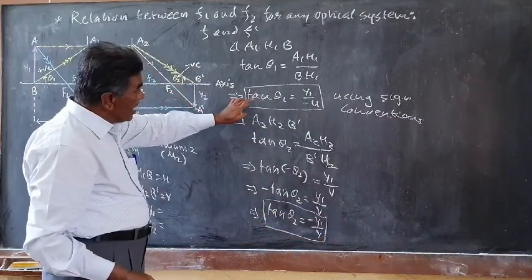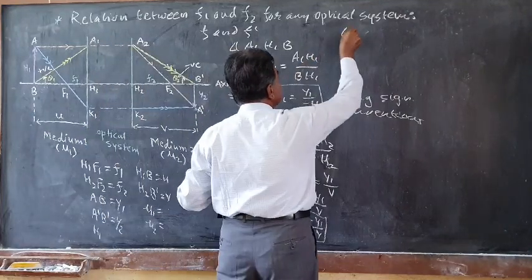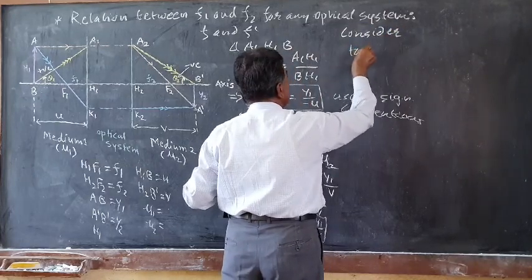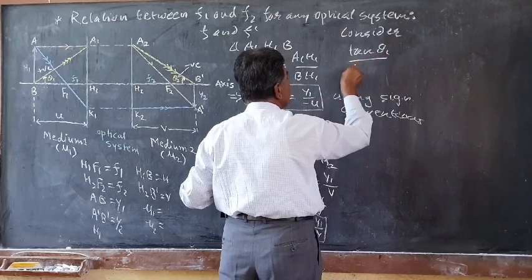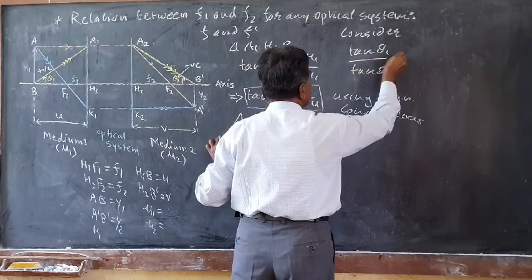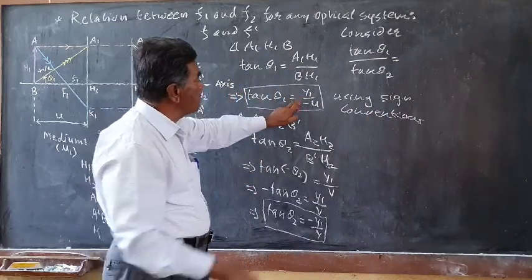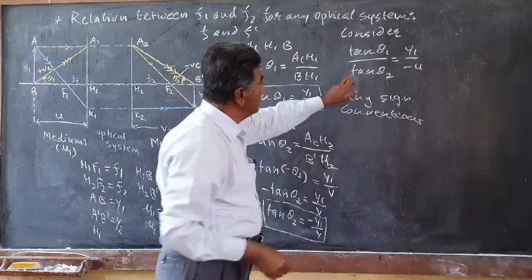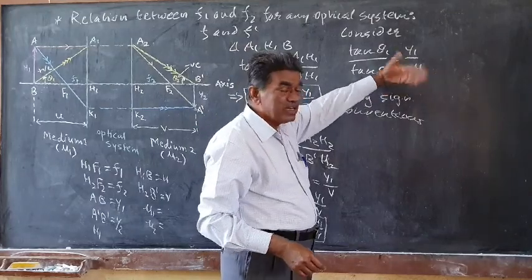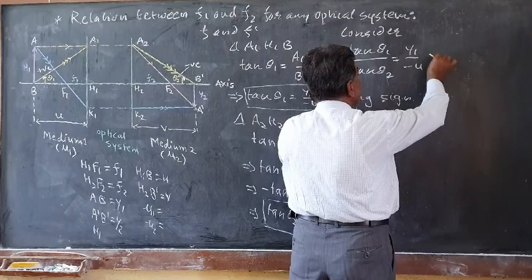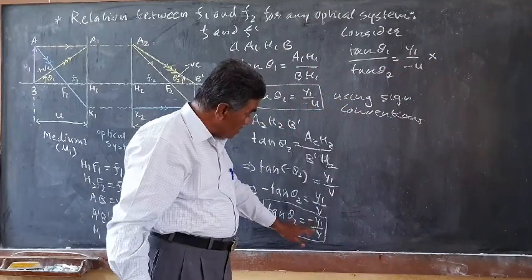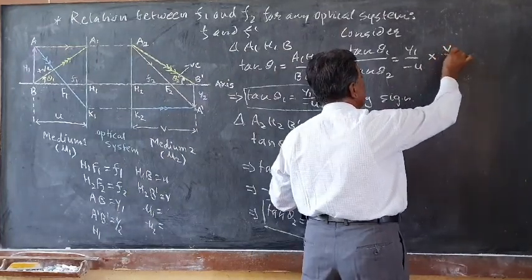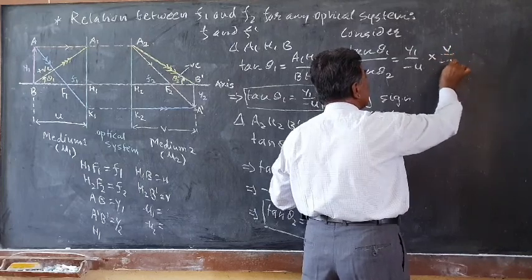Now consider the ratio tan theta 1 divided by tan theta 2. Tan theta 1 is equal to y1 divided by minus u, and for tan theta 2 we multiply by the inverse, since tan theta 2 is minus y1 divided by v, so we get v divided by minus y1. So we are getting this equation.